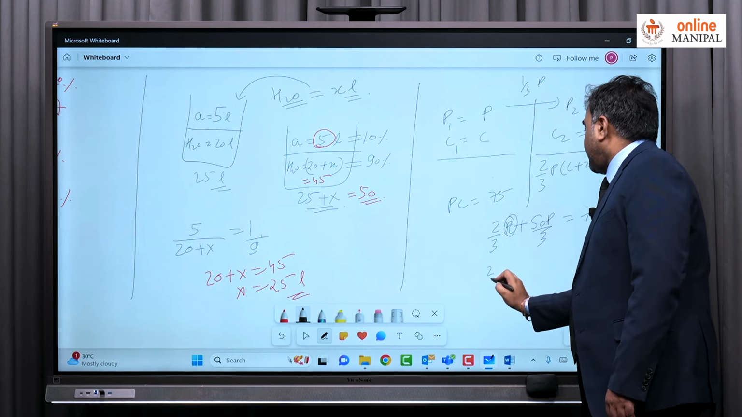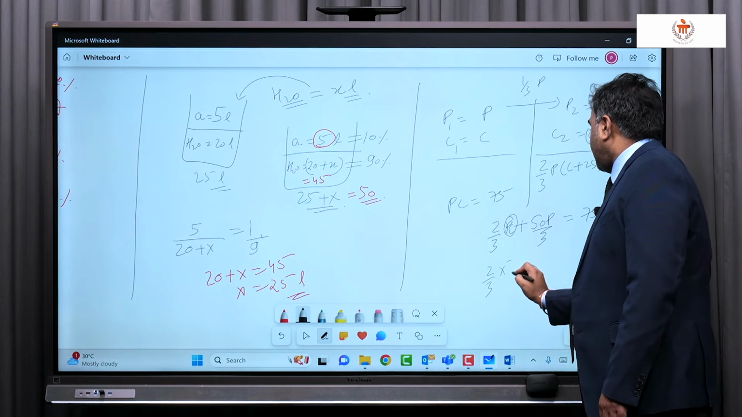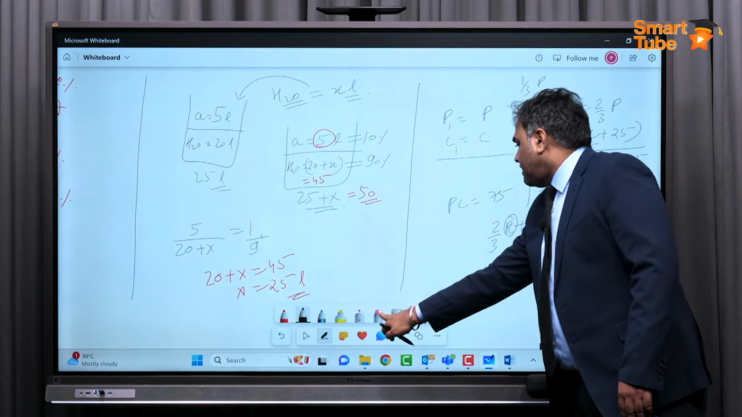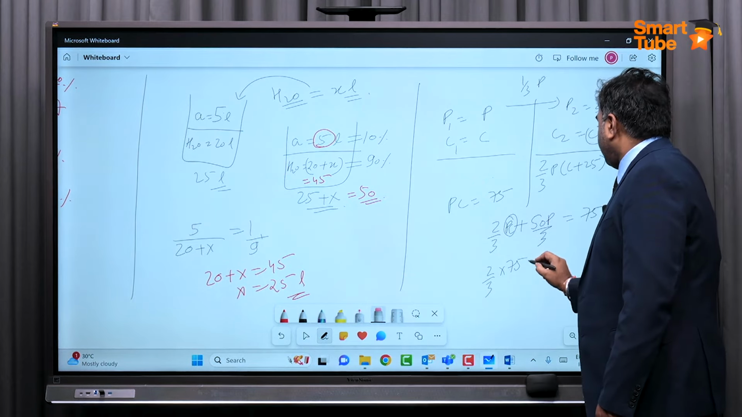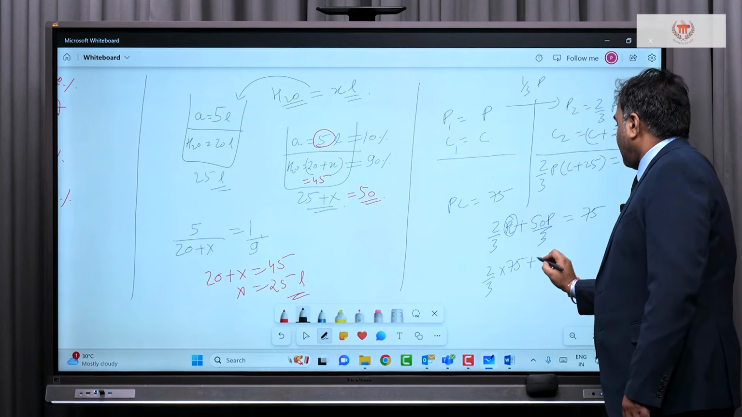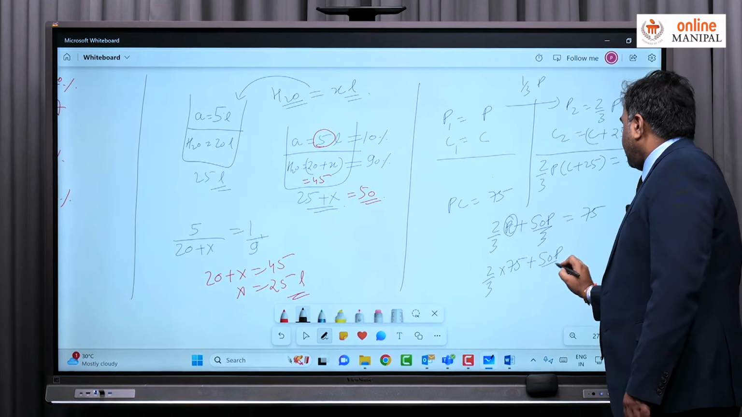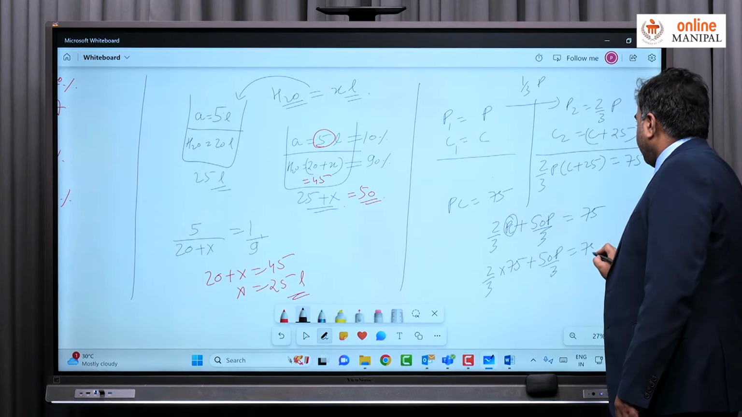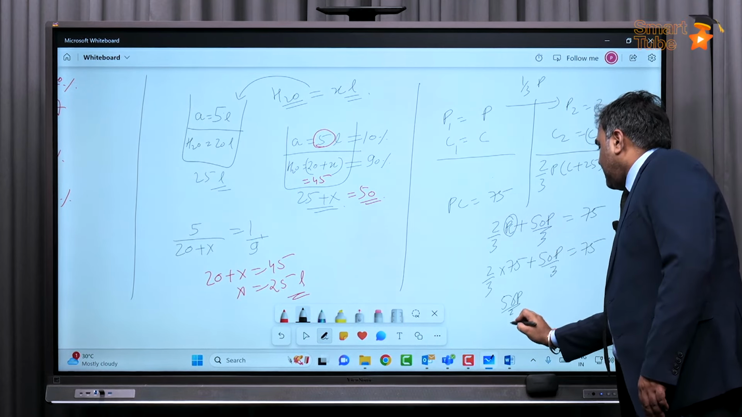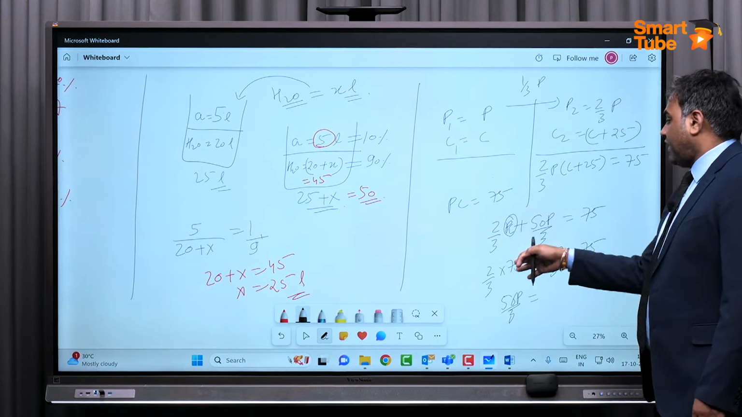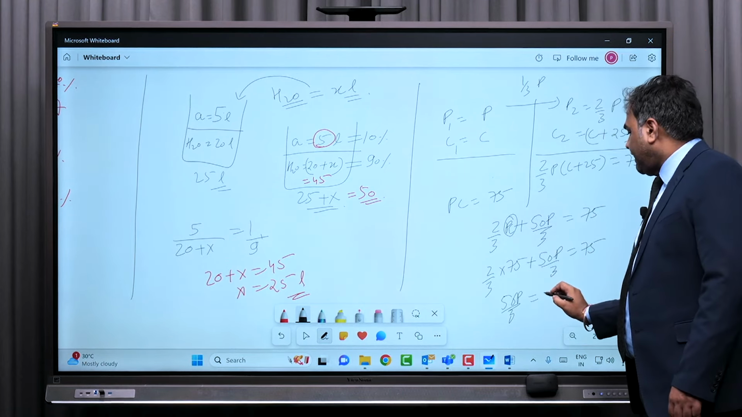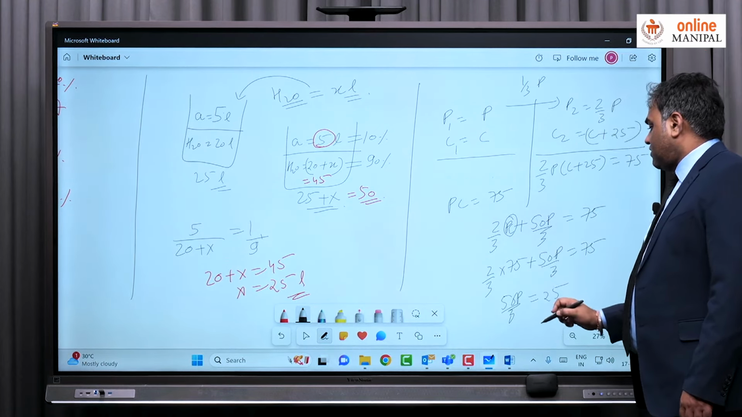So this is 2/3 into 75, which is equal to 2/3 into 75 plus 50 P by 3 is equal to 75. So this will become 50 P by 3 is equal to 75 minus 2/3, which would be 1/3. 1/3 of 75 would be 25. Clear? So you can solve this.